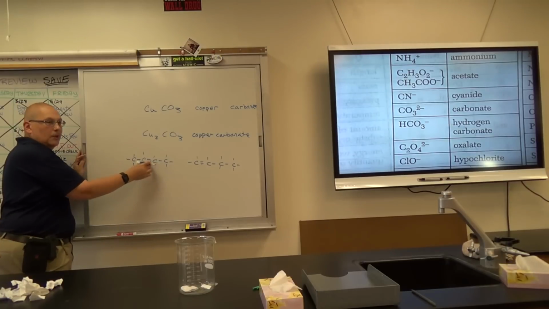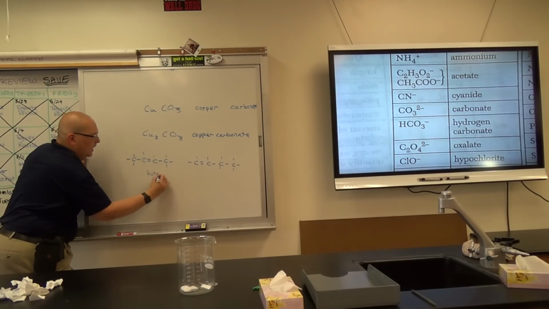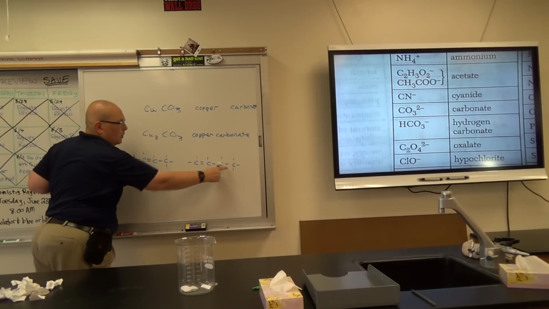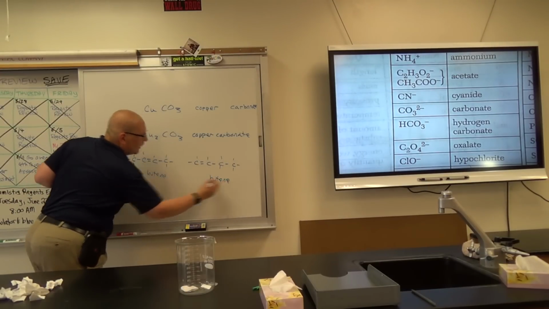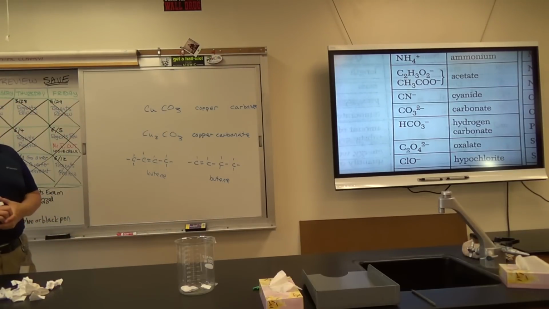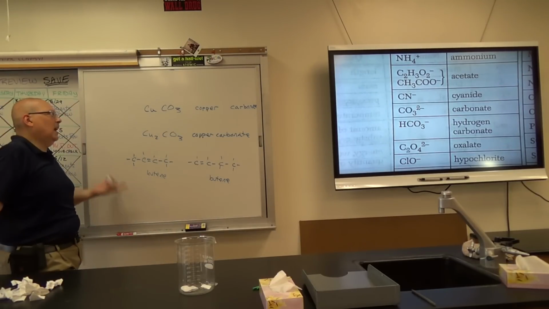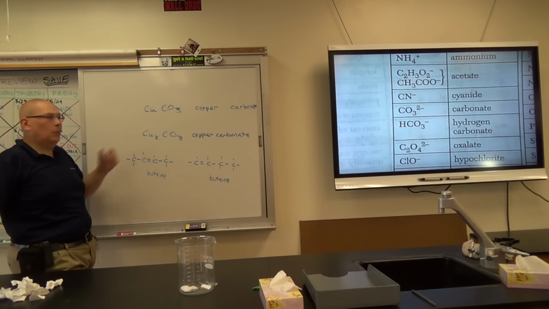This is 4 carbons with a double bond. This is butene. And this is also 4 carbons with a double bond between them. This is also butene. But they're all obviously different substances. So we have to have a way of differentiating between them.